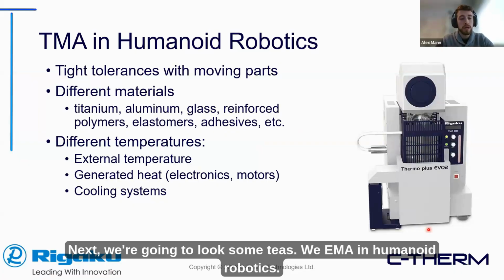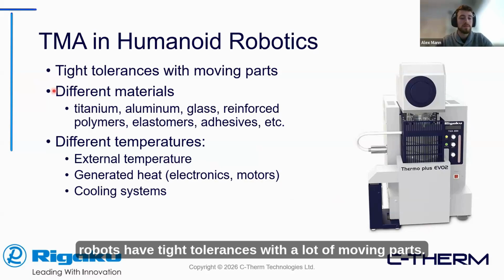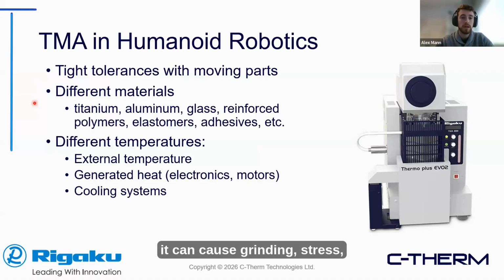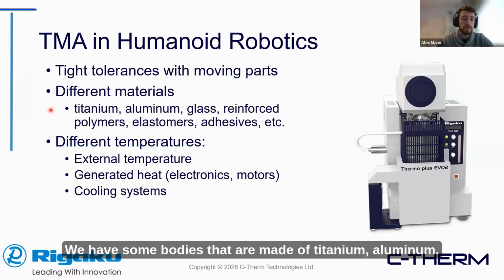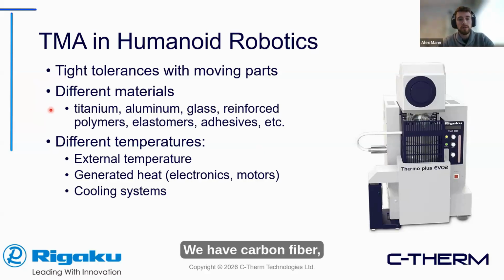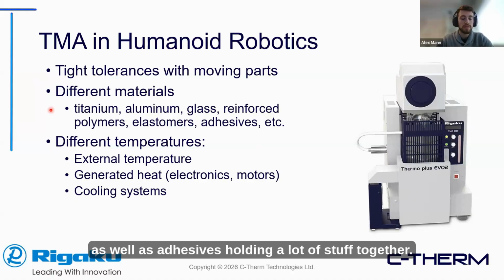Next, we're going to look at some TMA in humanoid robotics. Right off the bat, robots have tight tolerances with a lot of moving parts. If there's unaccounted for expansion, it can cause grinding, stress, and unnecessary wear. Next, we have a lot of different materials going into these robots. We have bodies made of titanium and aluminum, carbon fiber, glass, optics and displays, rubber and elastomers, as well as adhesives holding a lot of stuff together.